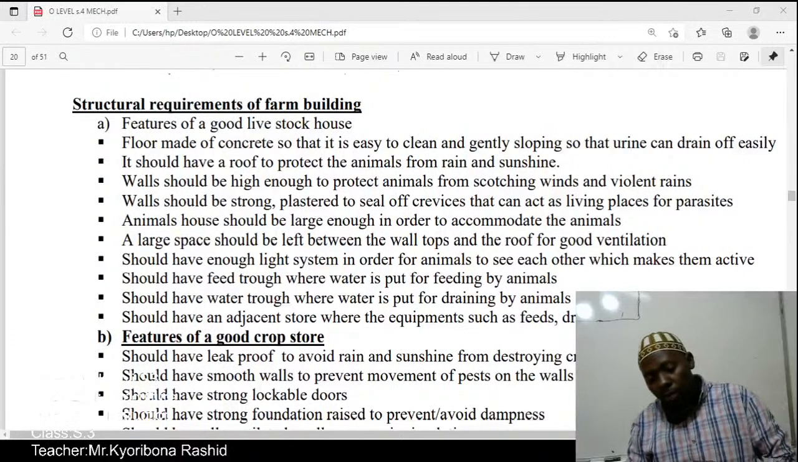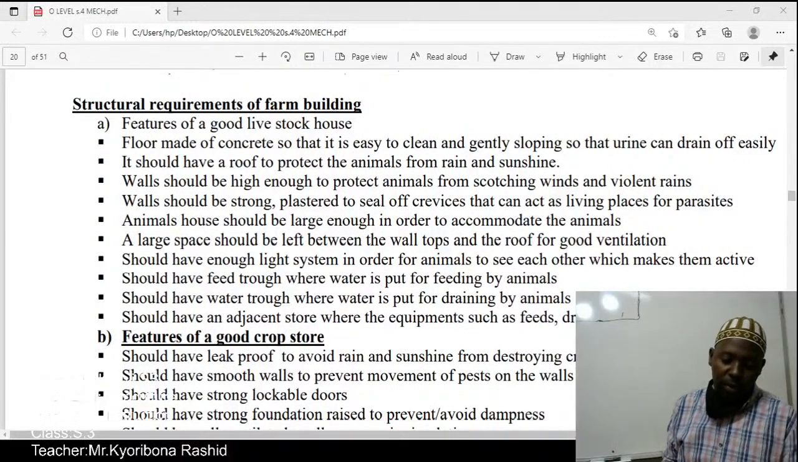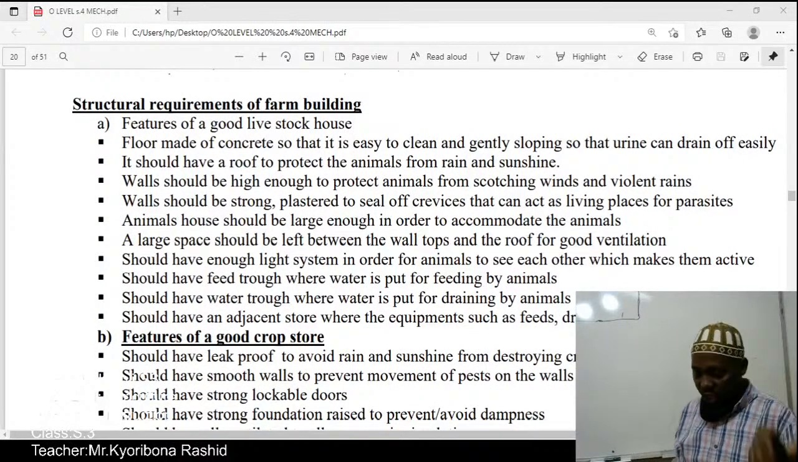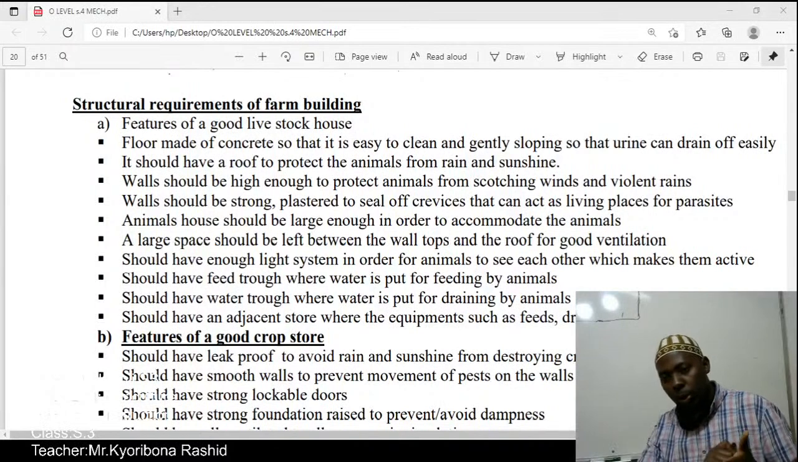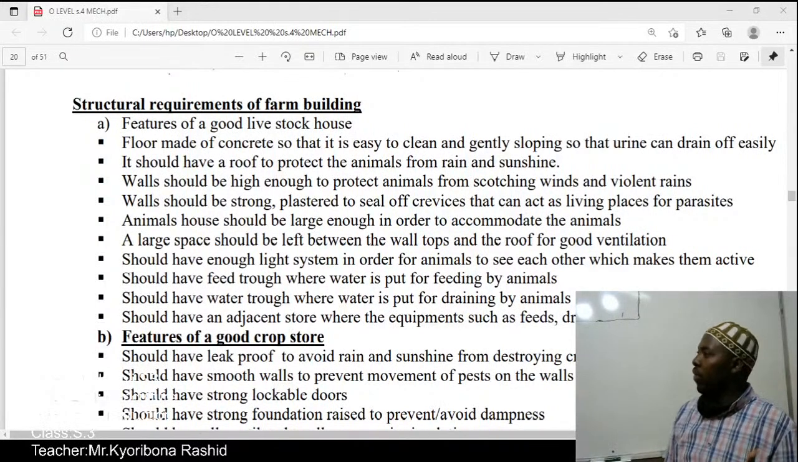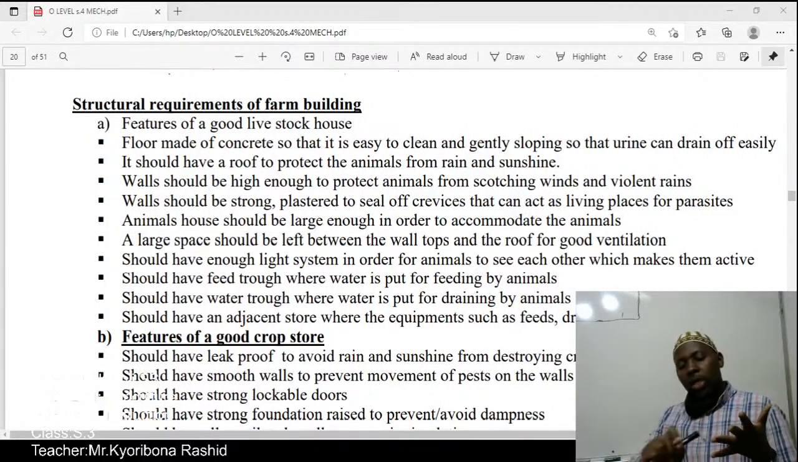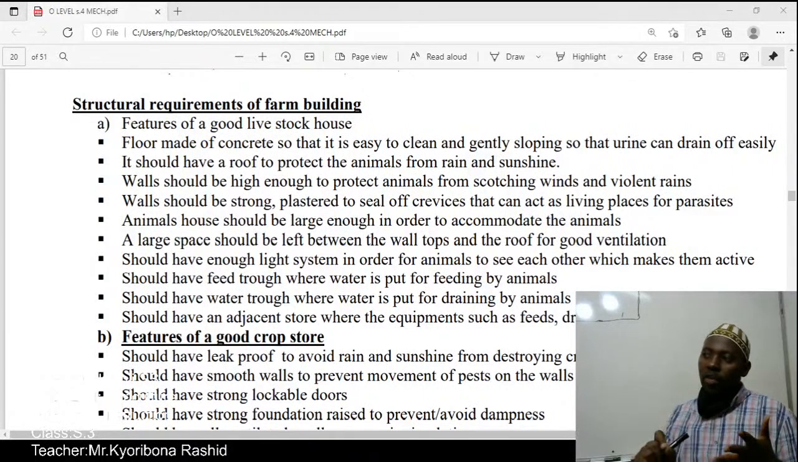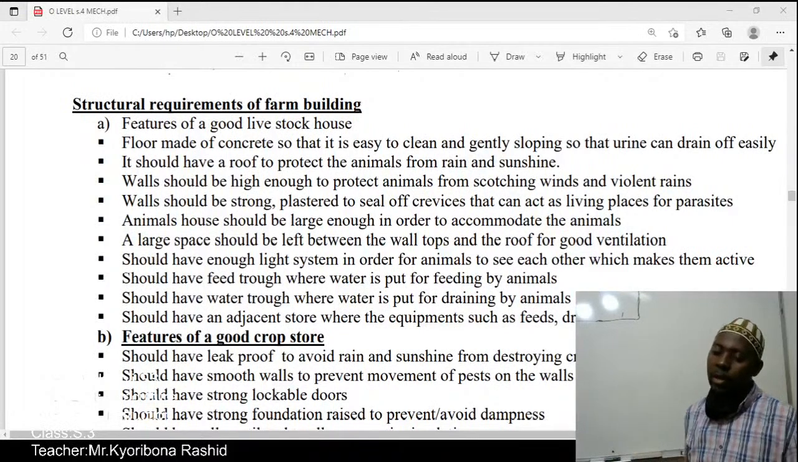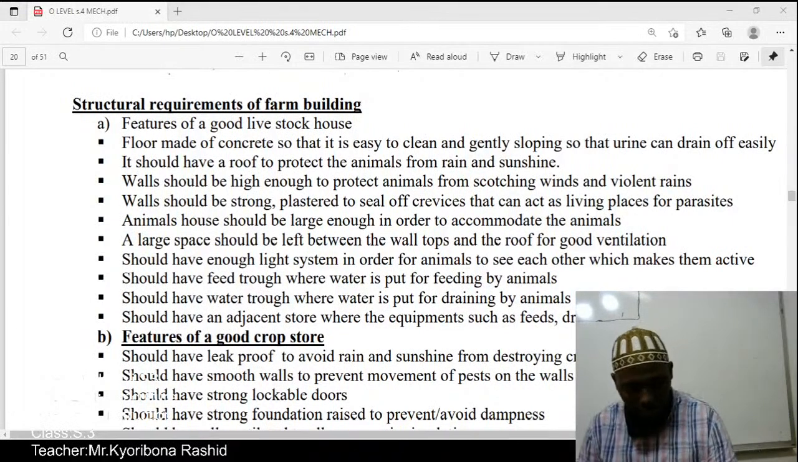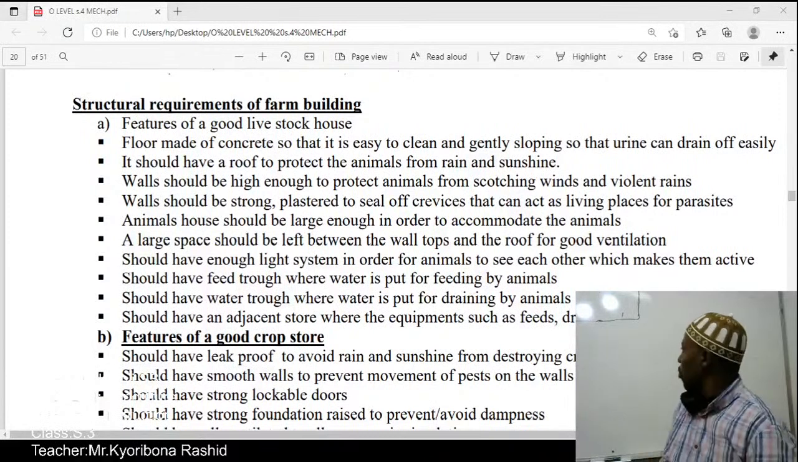So, leaving alone the parts of the farm building, you must know the features of each part. For example, the wall: what are the features? The windows, the doors, the wall plate. For example, the foundation: hardcore, the plinth wall, the foundation wall, the concrete footing, and then the DPC. Okay, and so on. So what are the structural requirements?